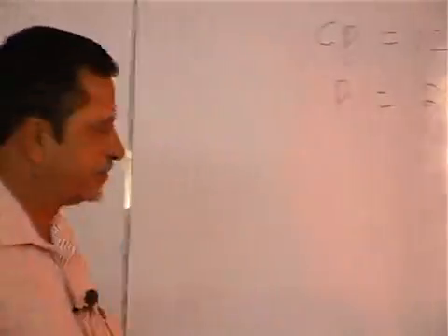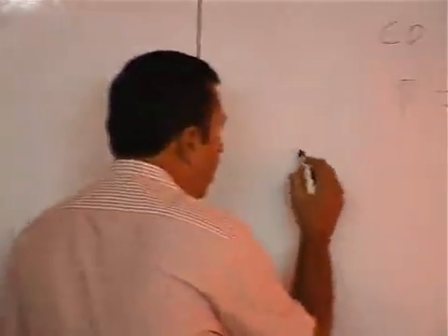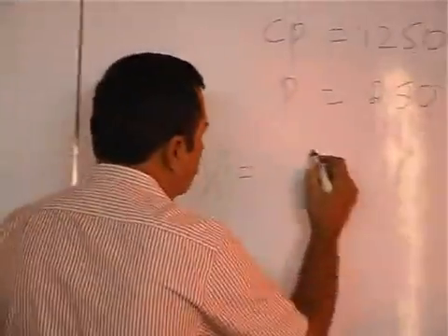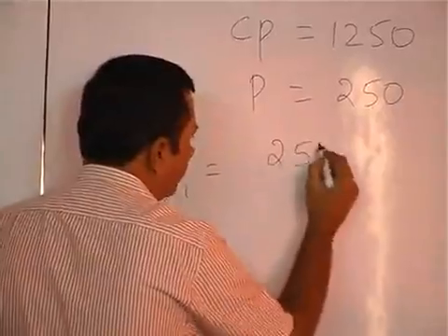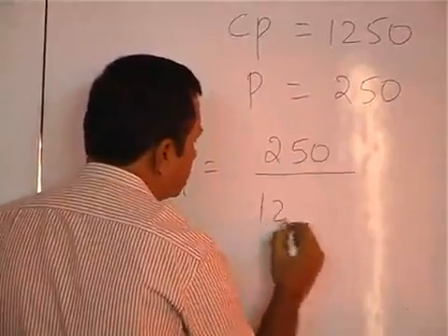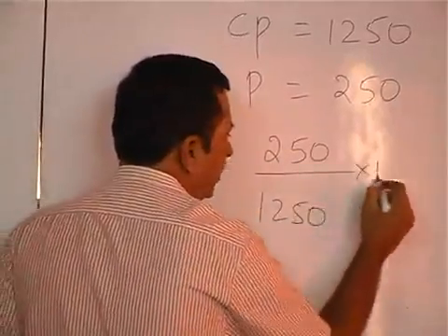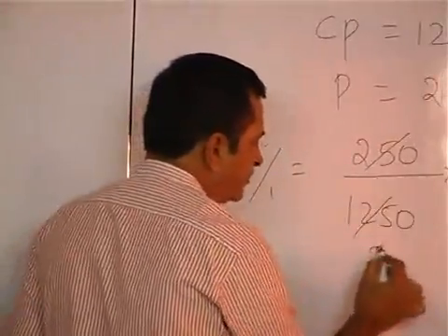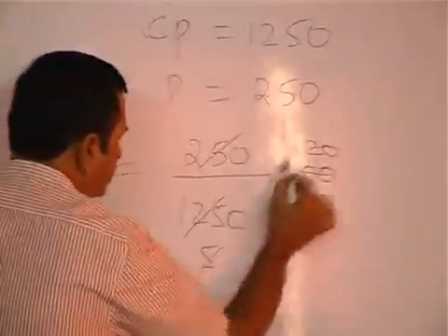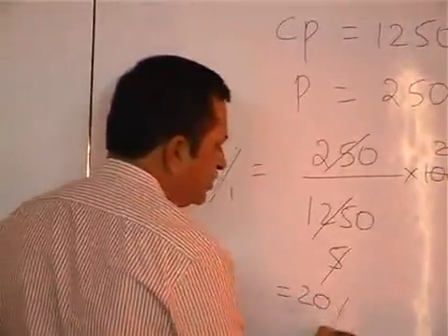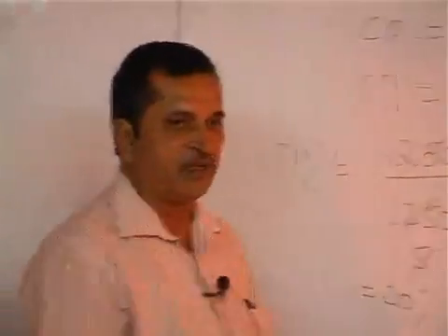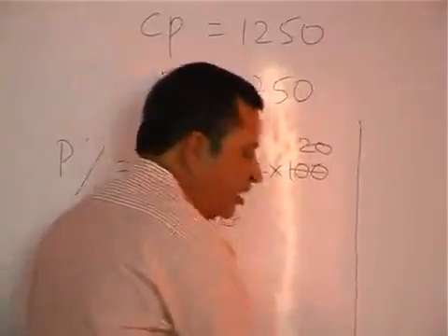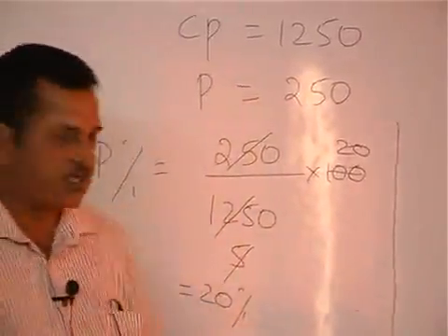First method is profit percent is equal to profit by cost price into 100, is it not? 250 by 1250 into 100, 5 twos are 10, so profit is 20%. This is the first method. Otherwise, this is the formula method.